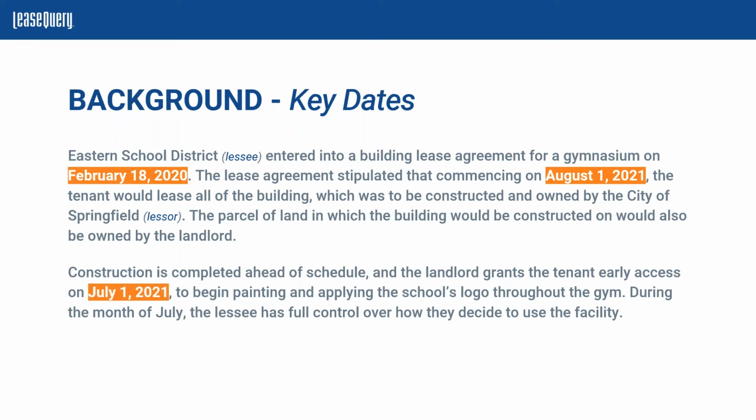Now, luckily, construction is completed ahead of schedule, and the city allows the Eastern School District early access on July 1st of 2021. So during the month of July, the school has full control or coverage over how they decide to use this facility. Now, there are three important dates here, and understanding the importance of all three will dictate how you determine the appropriate accounting action.